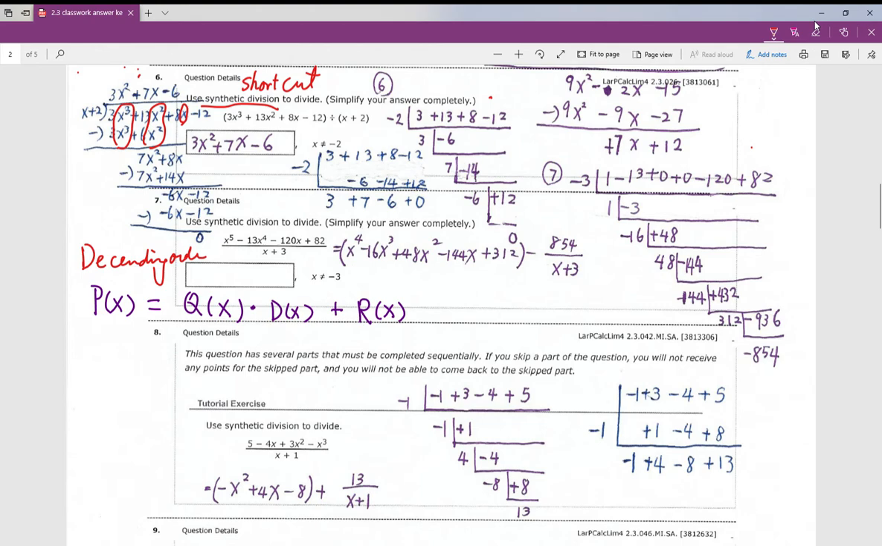So actually, the synthetic division, if we say there's a shortcut, you may just get rid of those, waste of time, right? I always say mathematicians, they are all lazy. As long as you can save your time, why not? So let's try this way. How about we only write down 3, 13, 8, negative 12. See? This smart idea.